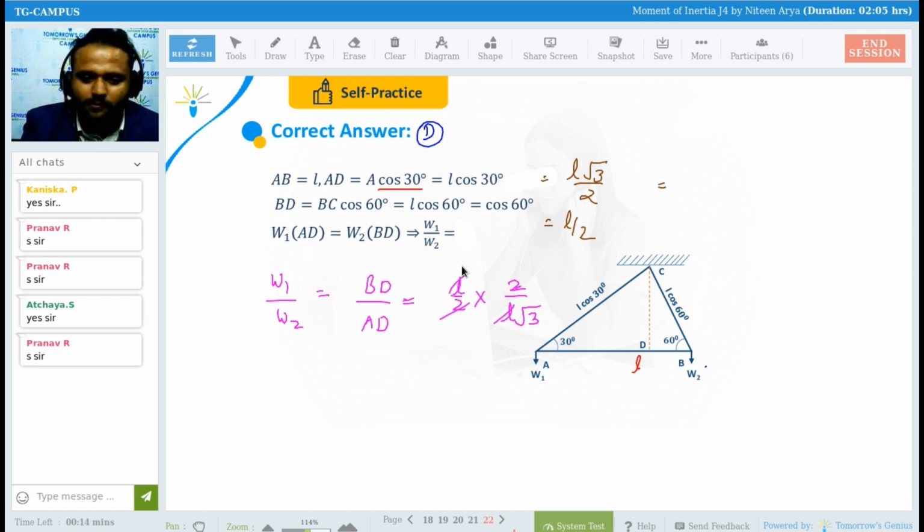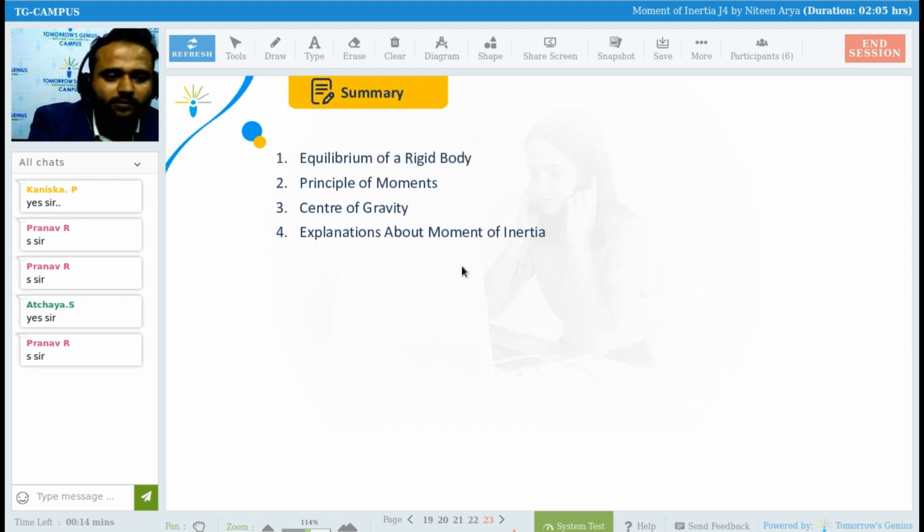Okay, almost we are done. We did this particular class: equilibrium of rigid body, principle of moment, center of gravity, and explanation about moment of inertia.